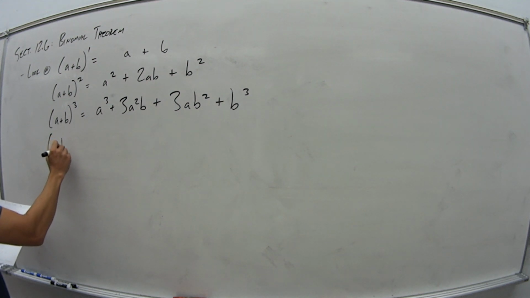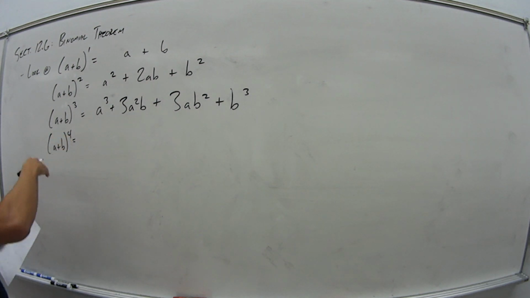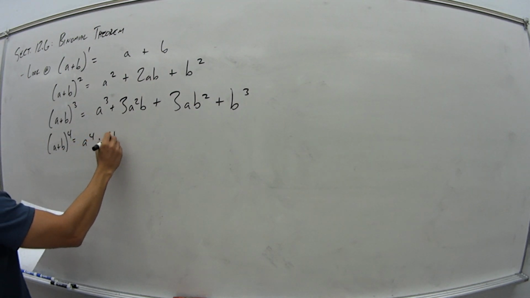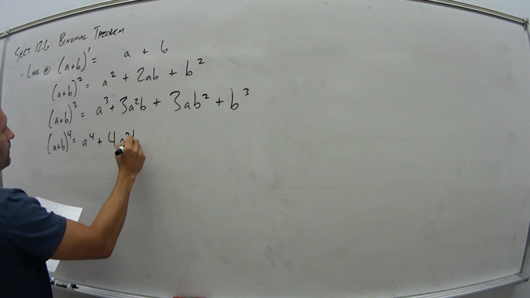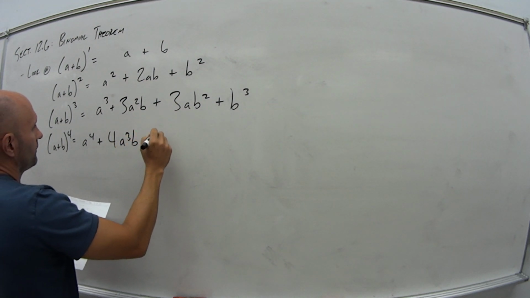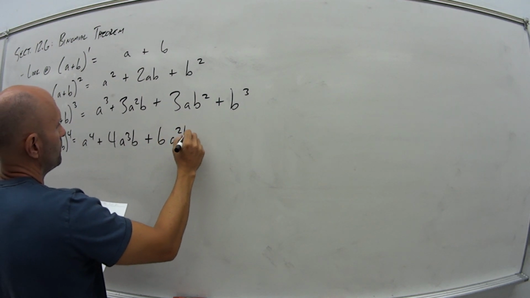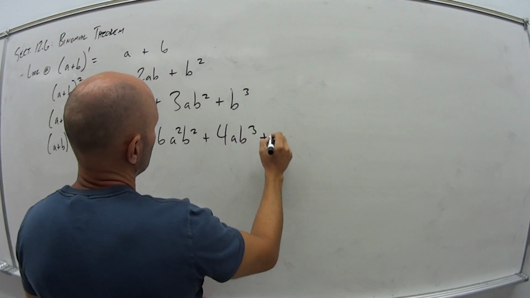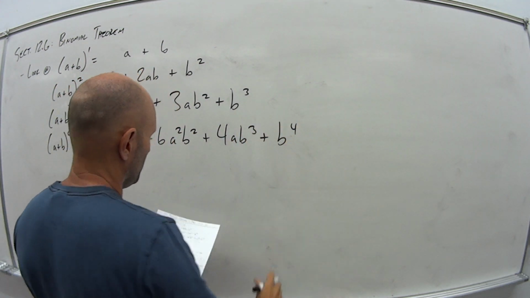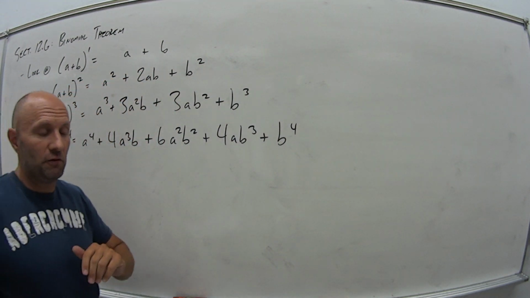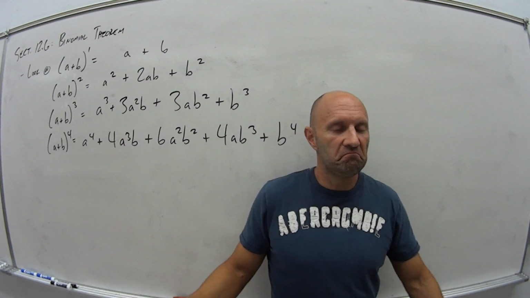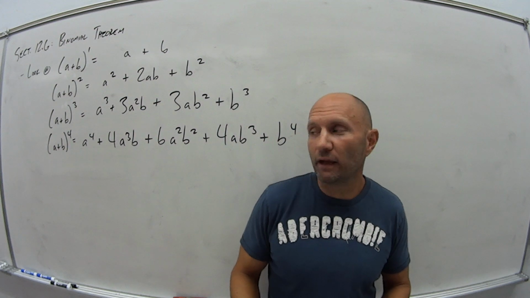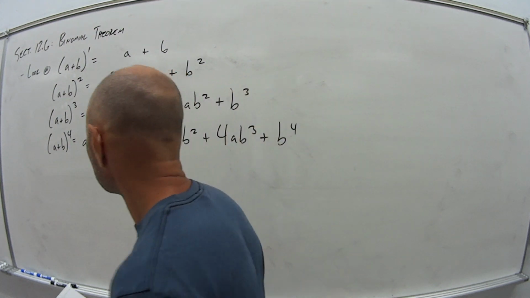Let's do one more. If I had A plus B to the fourth, and you FOIL this over and over again, you would get A to the fourth plus 4A to the third B plus 6A squared B squared plus 4AB to the third plus B to the fourth. If you have free time, feel free to FOIL that whole thing out and see if you get it, but that's what you would get.